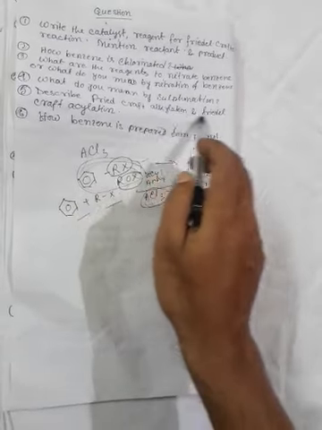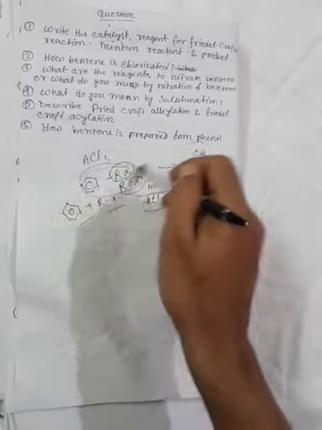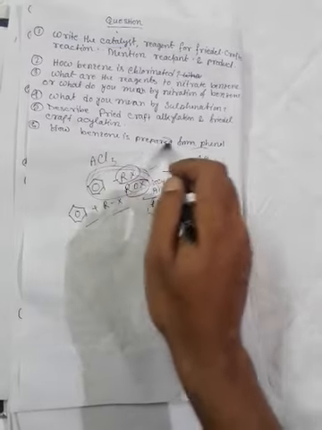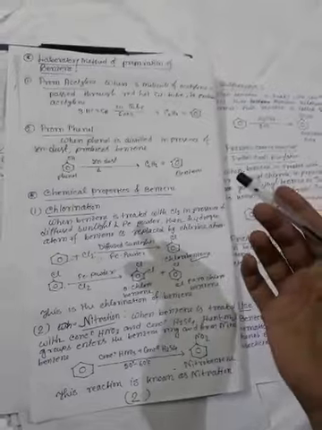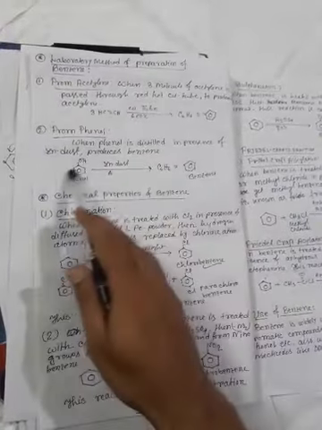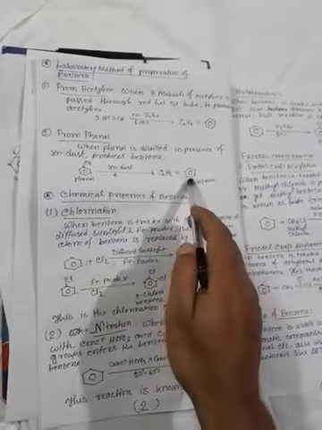Describe the Friedel-Crafts alkylation and Friedel-Crafts acylation. I have already discussed it. How is benzene prepared from phenol? When phenol is distilled with zinc dust, then benzene is formed.